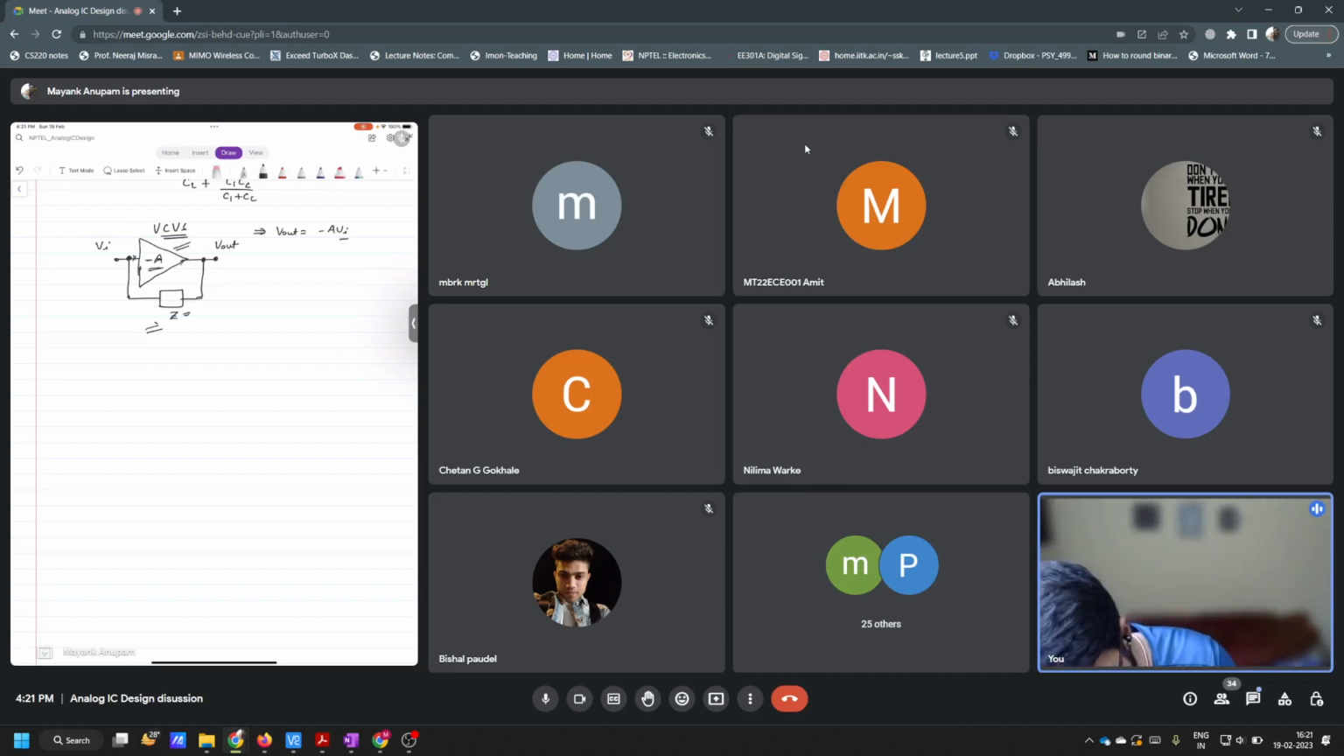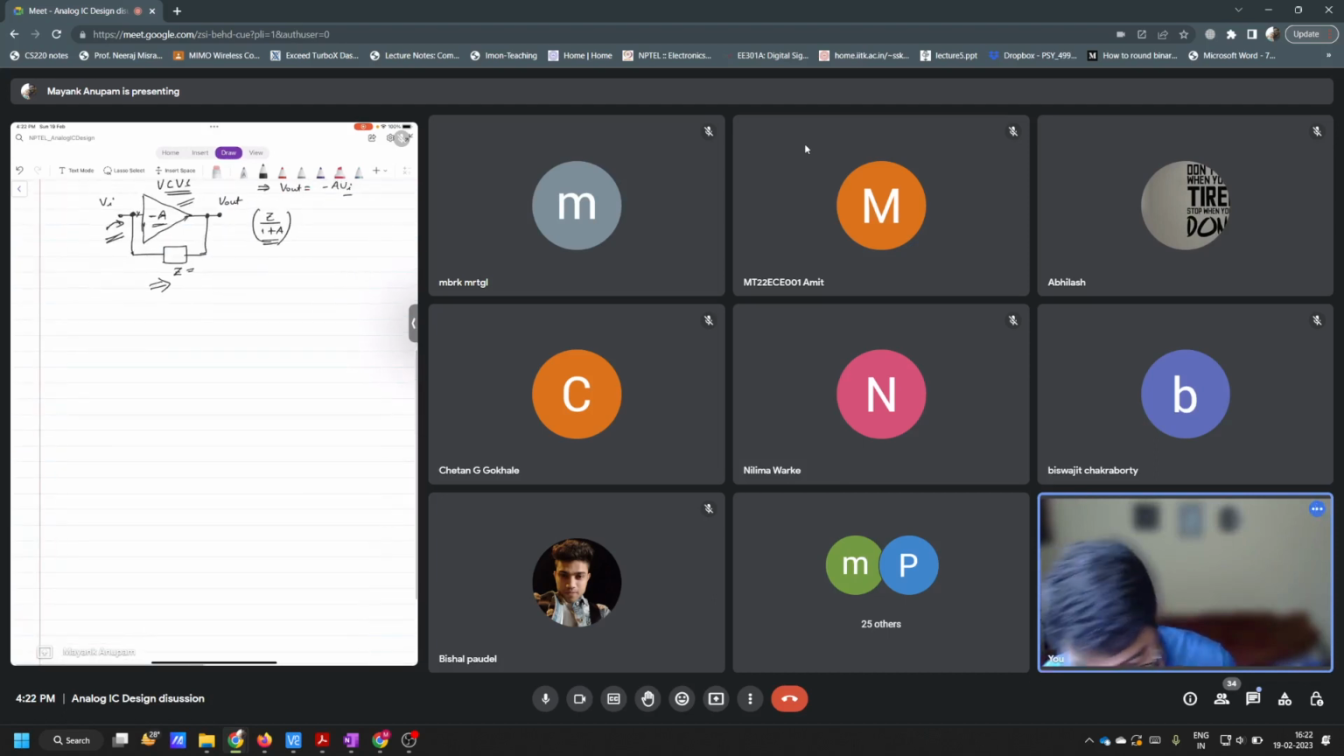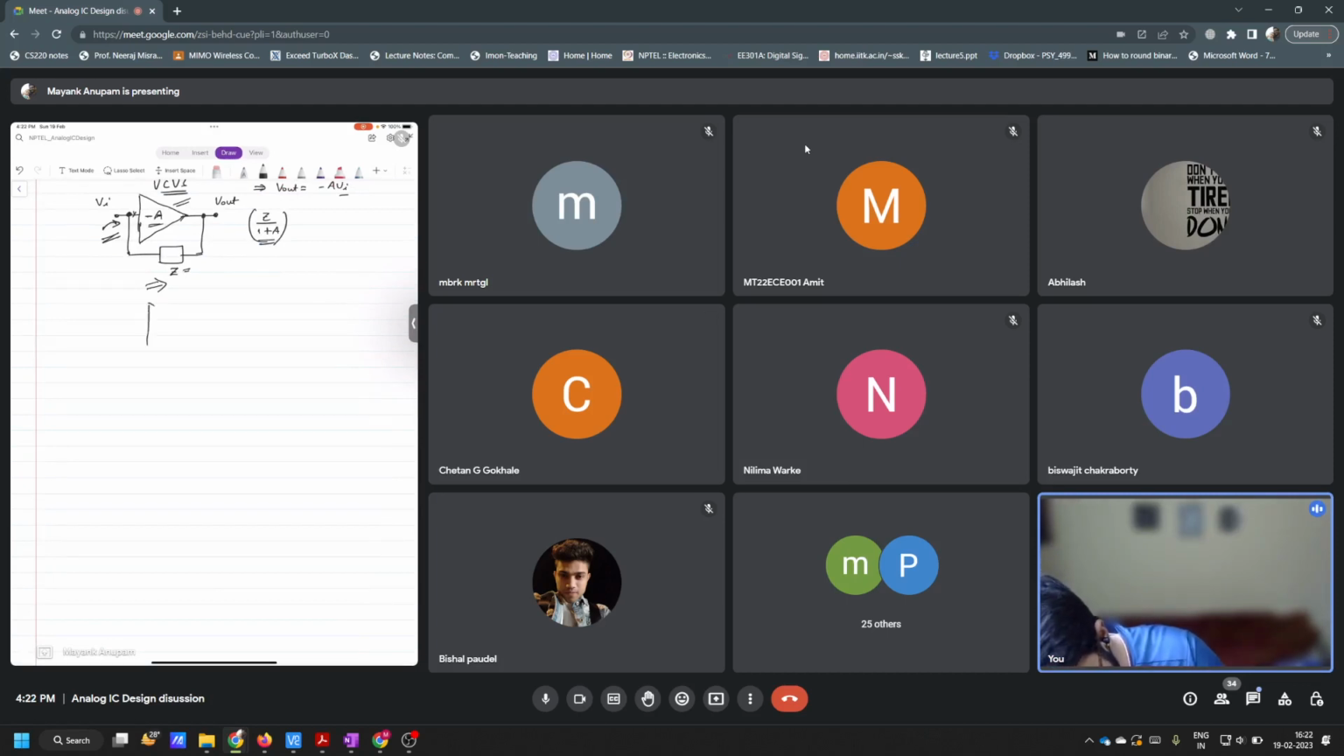So what Miller's theorem says is that when you have a condition like this, the looking-in impedance from the input side will be Z divided by 1 plus A. That is what Miller's theorem tells us. And how do you find impedance at any point in an LTI circuit? Total voltage by total current. Correct.